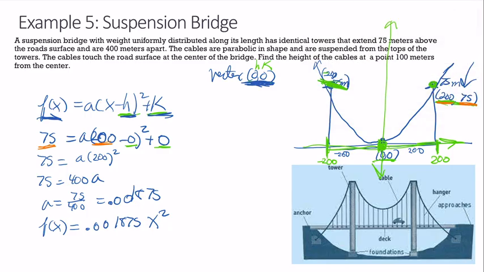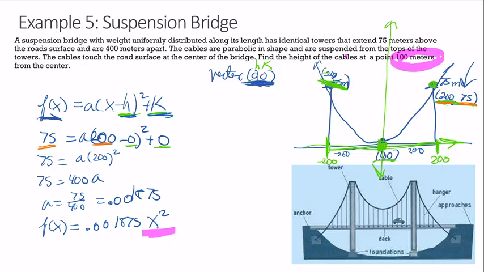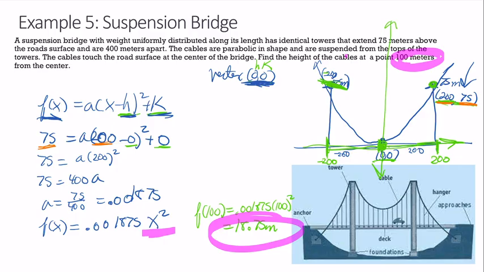So if I want to know the height, let's pick another color. At 100 meters, what I'm going to do is substitute 100 meters in for x. So I'm going to have f of 100 is 0.001875 times 100 squared, which would give me 18.75 meters. So the height of the cables at 100 meters would be 18.75 meters.